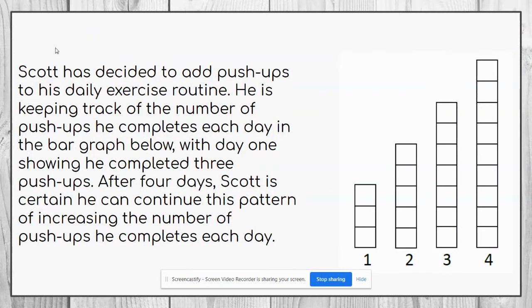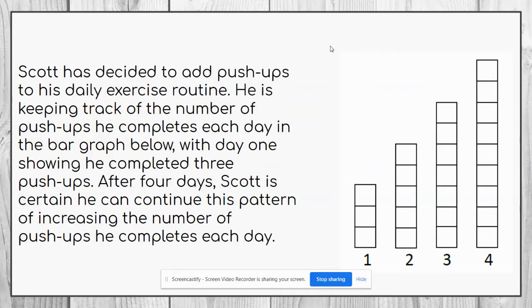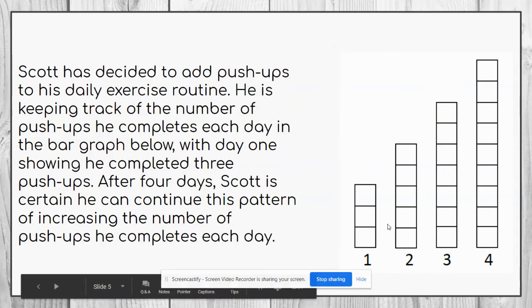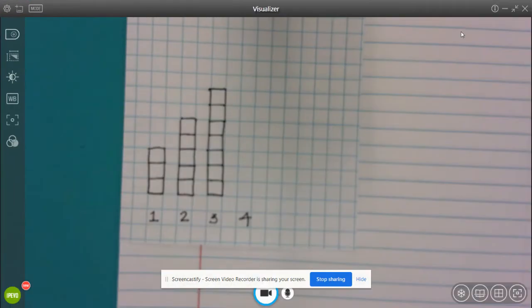So you do not have to write down this description on page 18, but what's happening is he's doing some push-ups. This is his exercise routine. And each day he's going to complete a different number of push-ups, and he's continuing this pattern every day. So the first thing we're going to look at is this representation we've been given for his workout. And I'm going to switch over to my document camera.